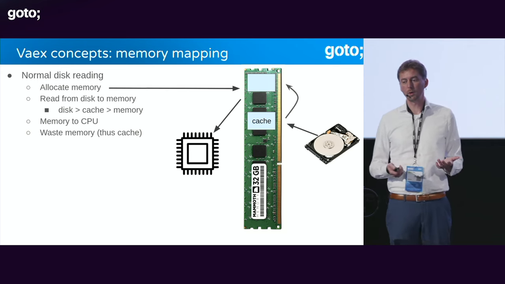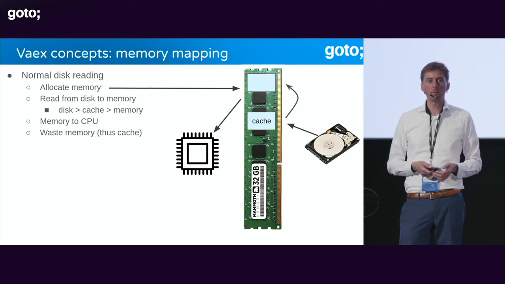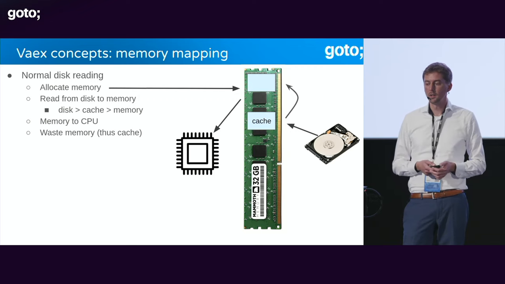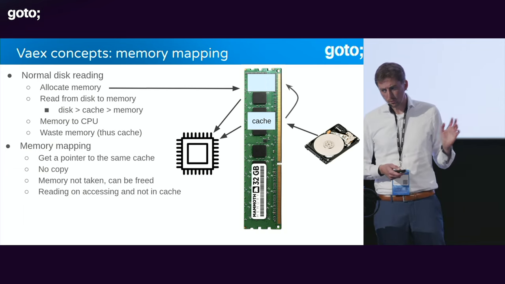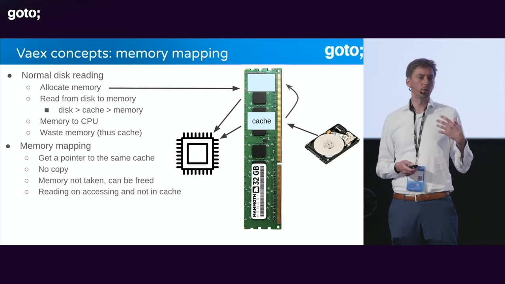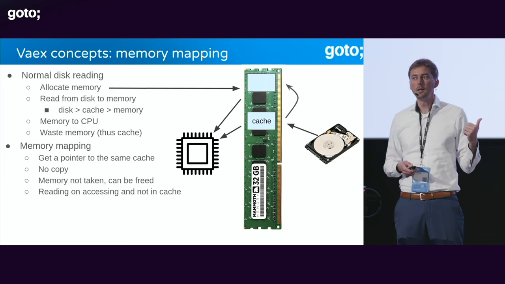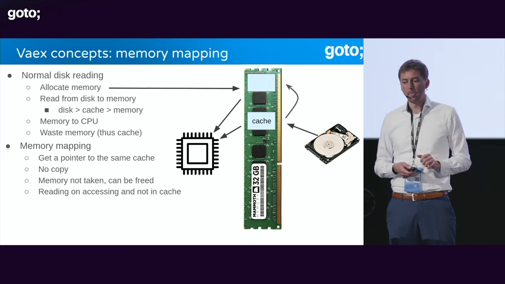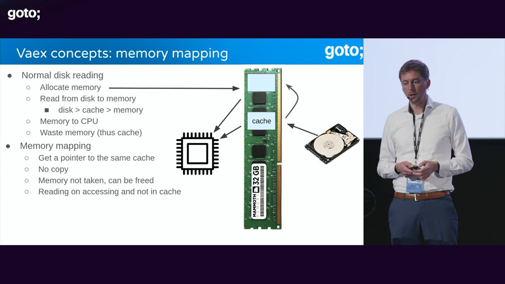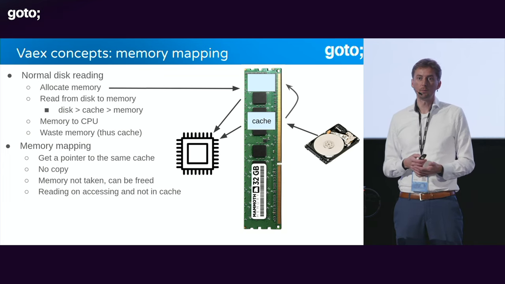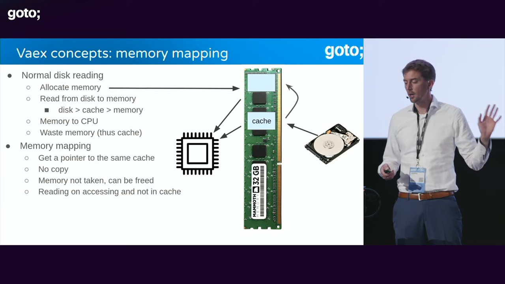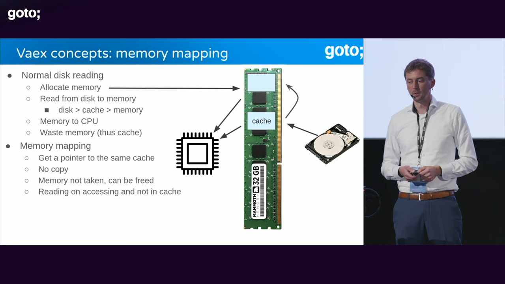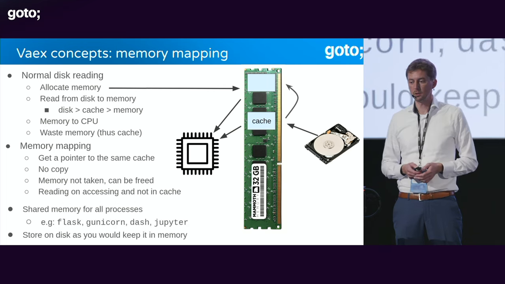So you're actually wasting memory that cannot be taken back by the operating system to do something else, and you're doing memory copying. Well, if you do memory mapping, and I'm not going to go into the details, you basically get a pointer to the same buffer that the operating system has. So you're not making a memory copy, and the operating system can just say, hey, I'm out of memory, I'm just going to flush this piece of cache, and I will read it again if you need it. So you're basically outsourcing the complexities of what to read and what to cache to the operating system.